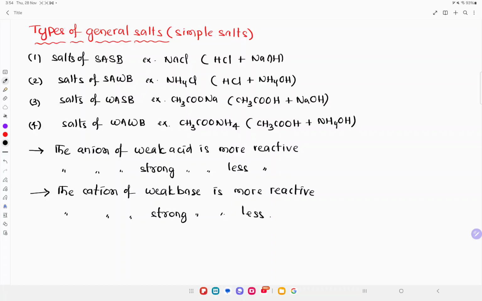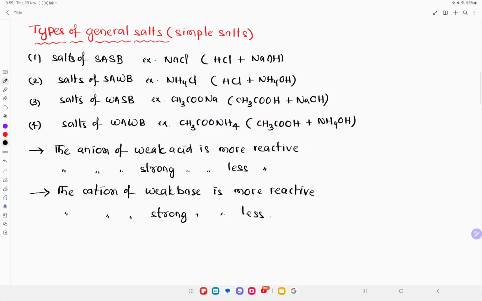So anion of weak acid more reactive, anion of strong acid less reactive, cation of weak base more reactive, cation of strong base less reactive. For weak, more reactive; for strong, less reactive. Observe this one.